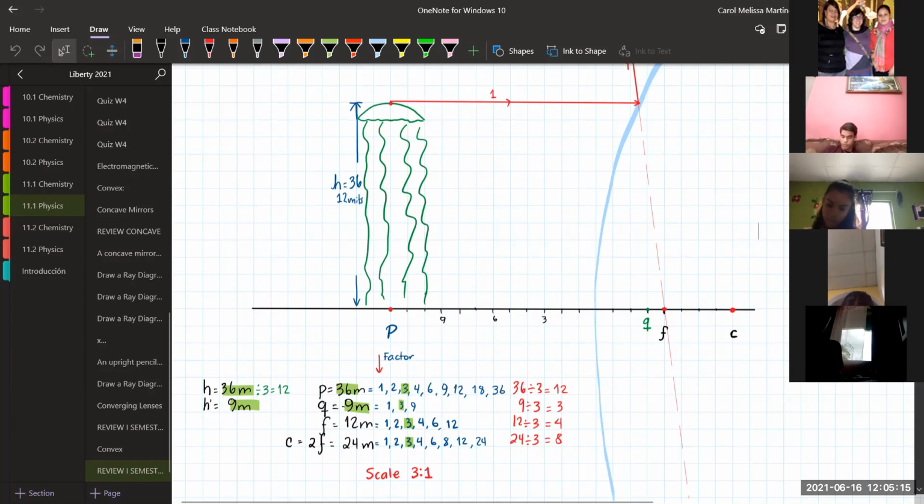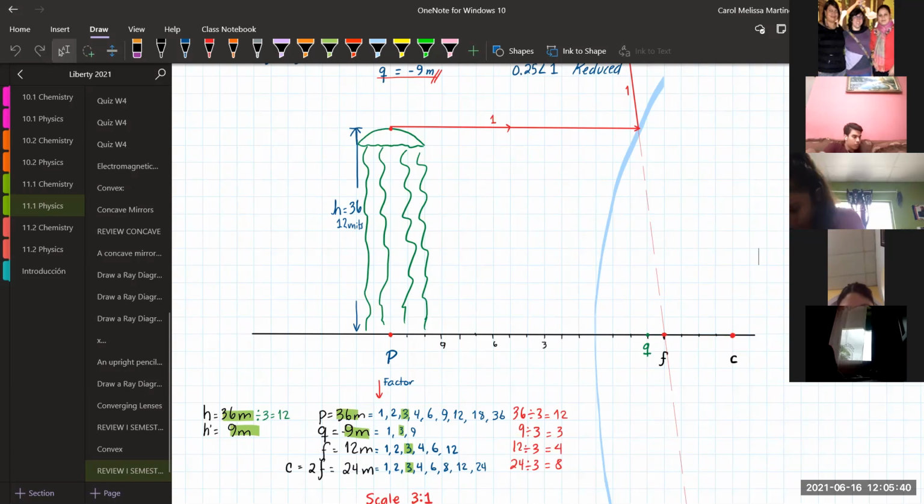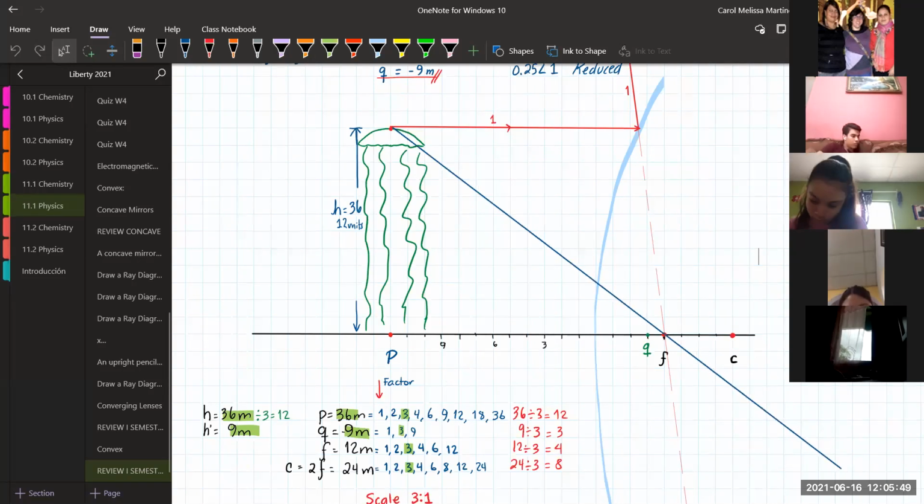My second ray comes from the top of the object, passes through the focal point. Okay, from the top of the object like that. Remember, after the mirror is a dash line. And in this point, where it touches the mirror, I will make another dash line but completely horizontal. Like that.